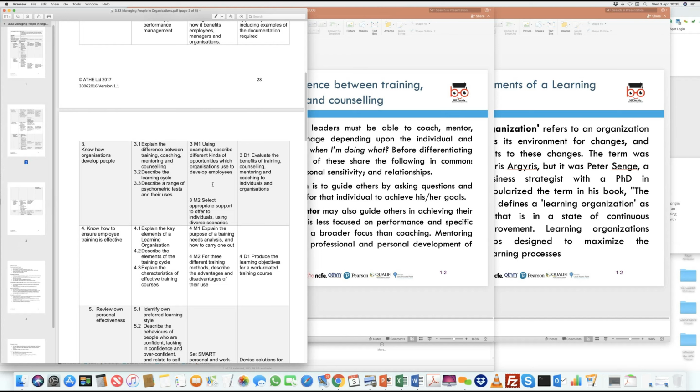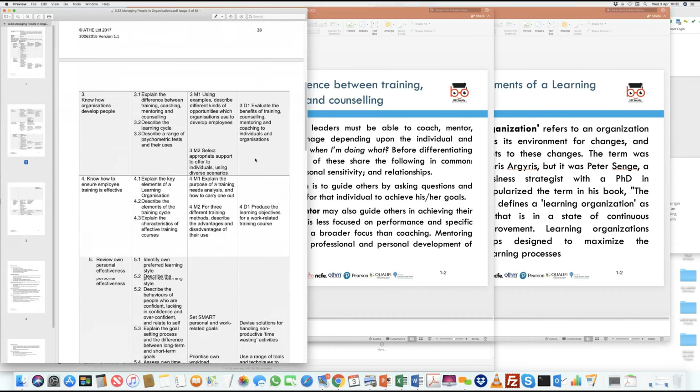Here, learning outcome 3 focused on how, when you have employees within the organization, you make them more efficient and more productive through learning, training, development, coaching and mentoring, depending on the level at which they work within the organization.